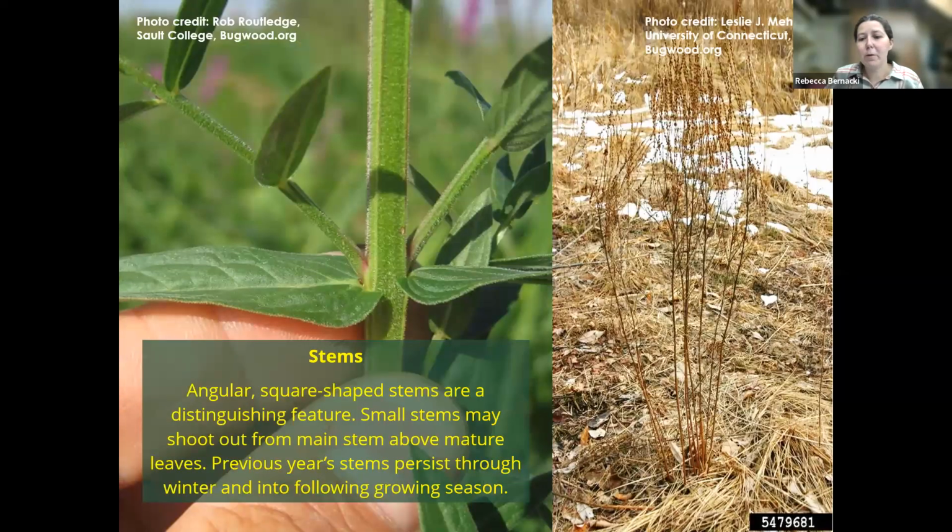The stem of purple loosestrife is pretty unique. It's angular, square-shaped. So if I take that stem and roll it in my fingers, it's not going to roll like a pencil. It kind of chunks along. The small stems may shoot out from the main stem above the mature leaves.